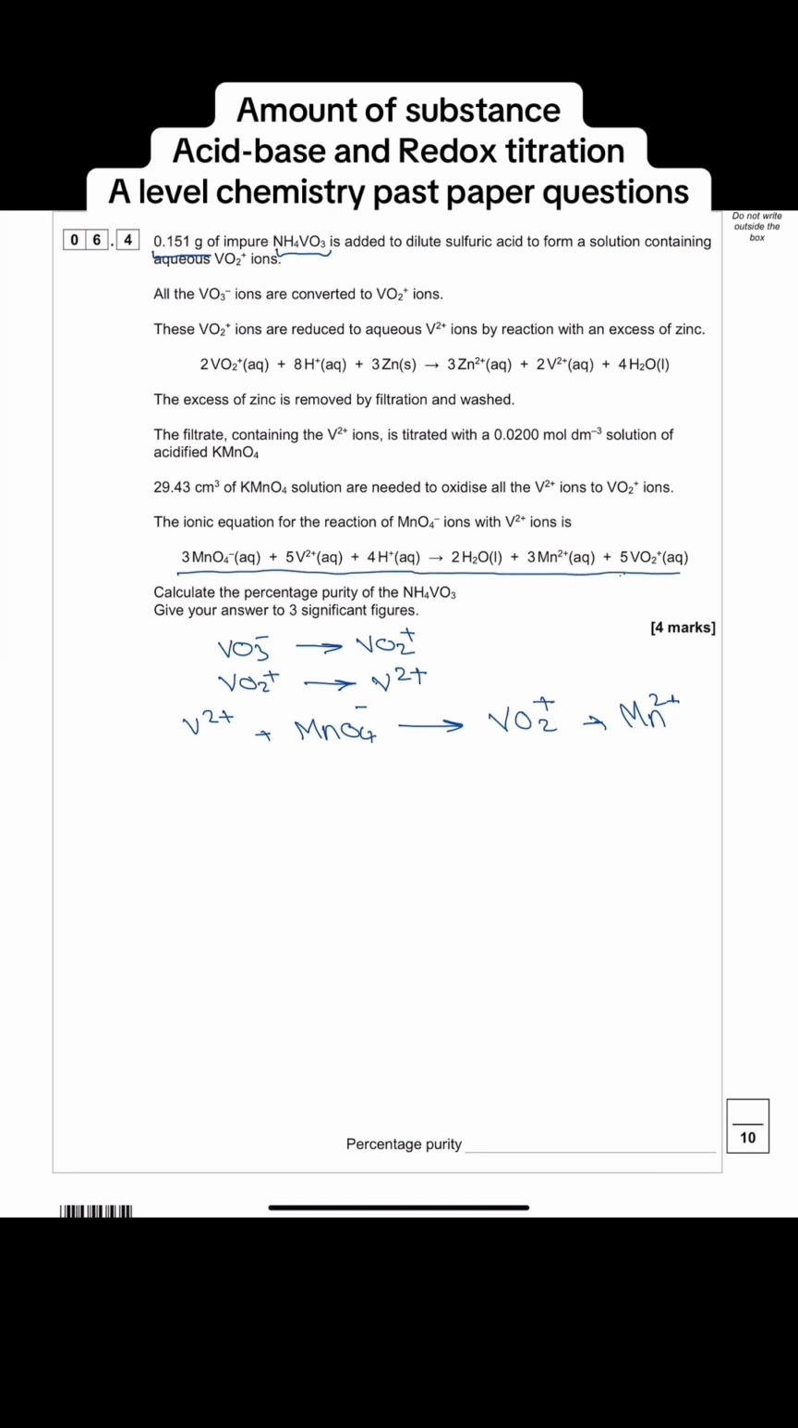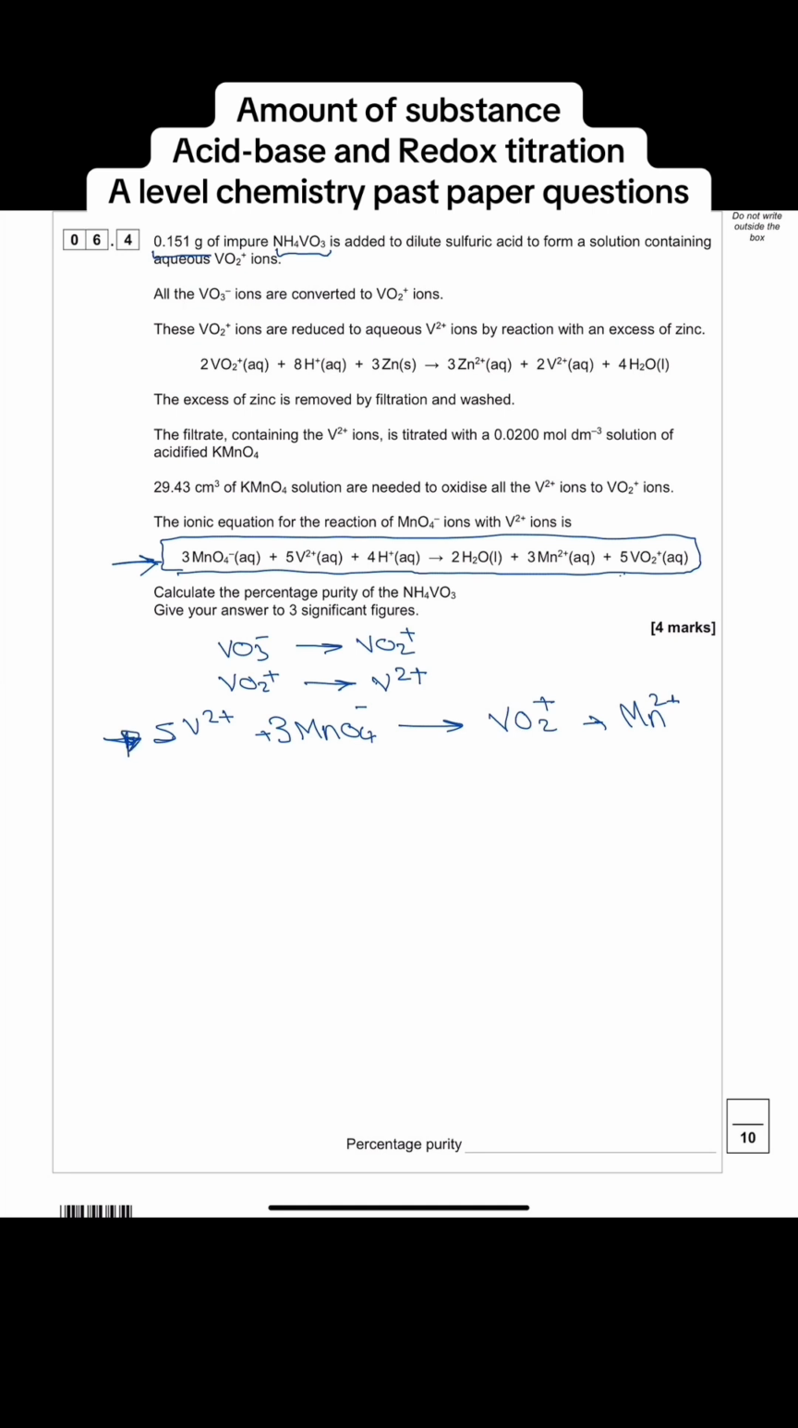And the ratio between the manganate and the vanadium is the important one that we are going to use. So there are 3 manganate reacting with 5 of the vanadium. They already provided you with the balanced ionic equation, or the redox equation here. So you don't need to worry too much about writing these equations. So this is the only important step for us here.